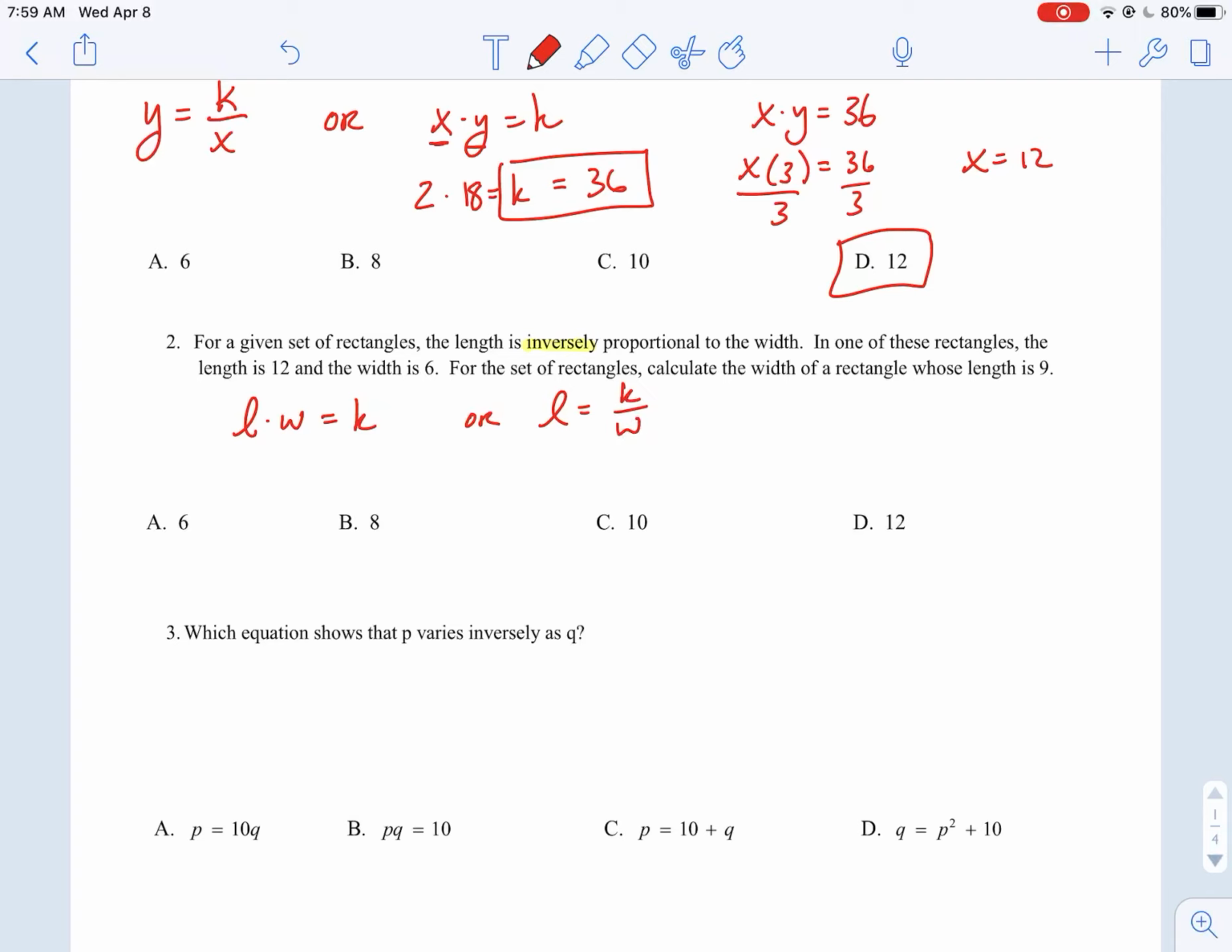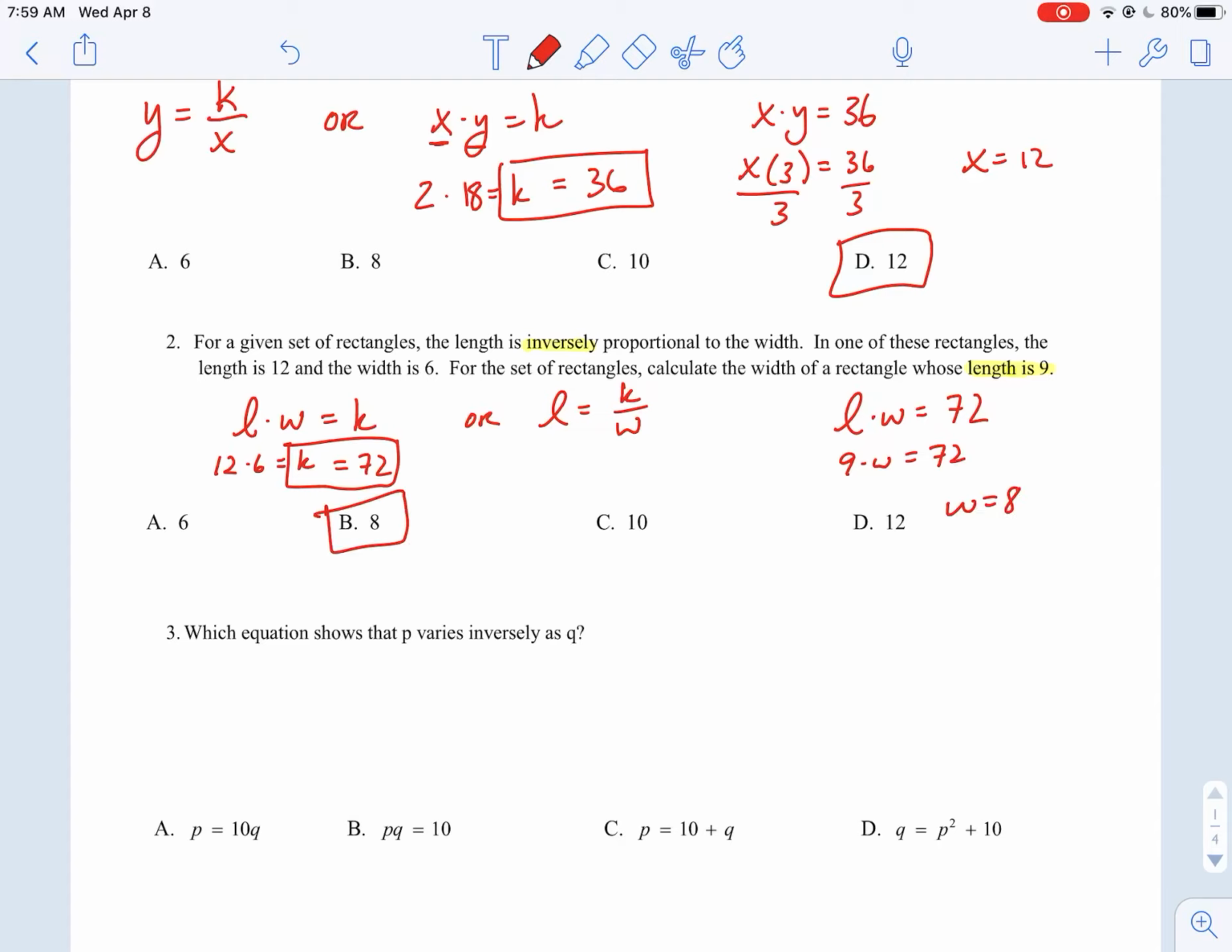It says in one of these rectangles the length is 12 and the width is 6, so let's use that information. I'm going to drop a 12 and a 6 in here, and when I multiply that out, I end up getting 72 as that constant of proportionality. It then says for the set of rectangles, calculate the width of a rectangle whose length is 9. So let's rewrite this again: L times W equals 72. But let's take advantage of this specific given information. When we drop that in, we have 9 times W is 72. And then if we divide out, it looks like W is 8.